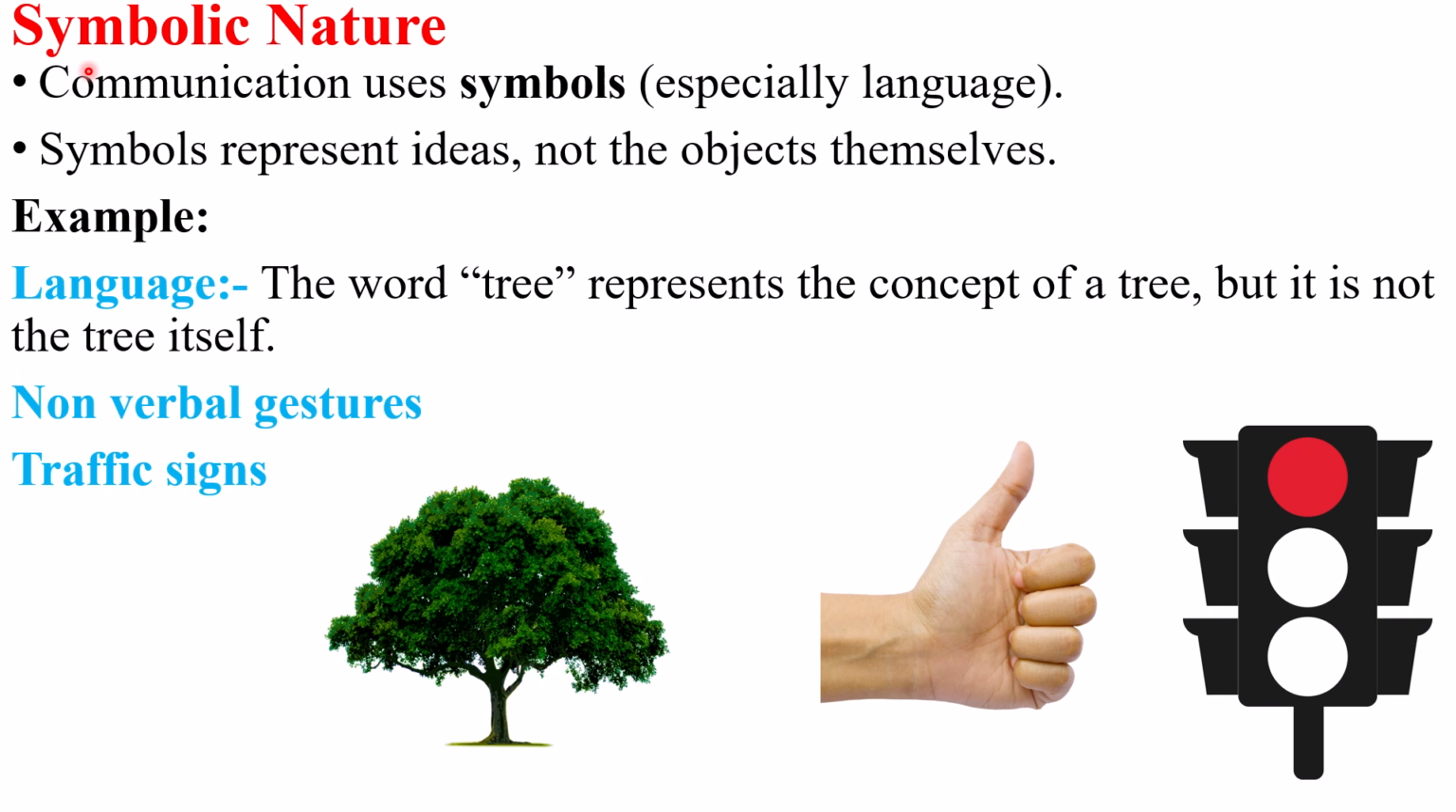The first feature, symbolic nature. Human communication is symbolic, meaning it uses symbols, mainly language, to represent ideas, objects, or feelings. Let's see some examples. I have already told that human communication is symbolic because it relies on signs, gestures, words, and images to convey meaning. In language, the word tree represents the concept of a tree.